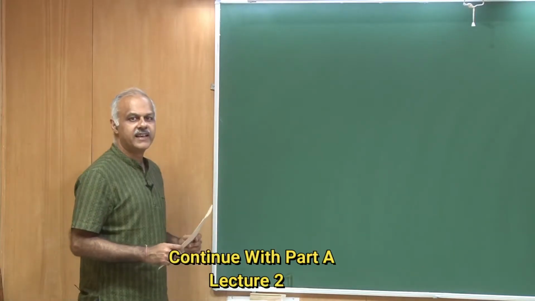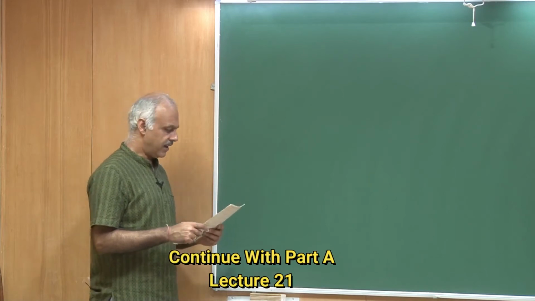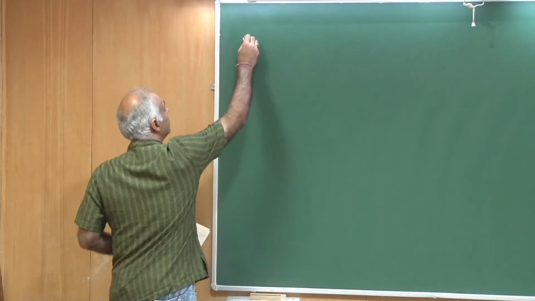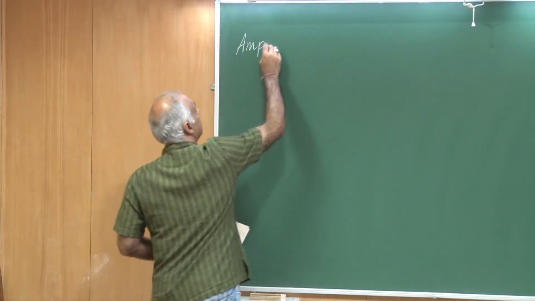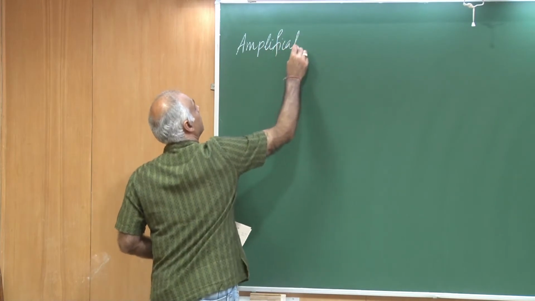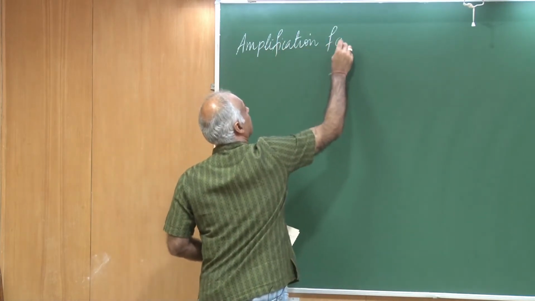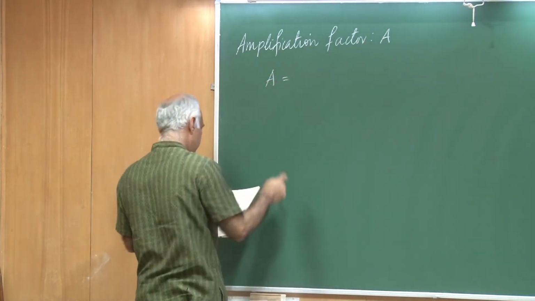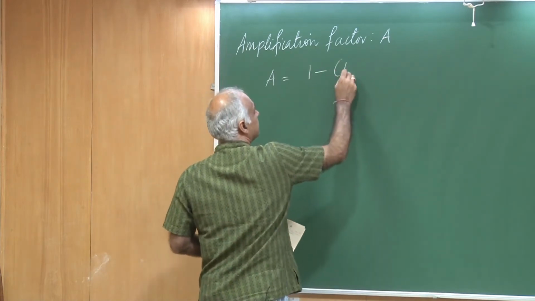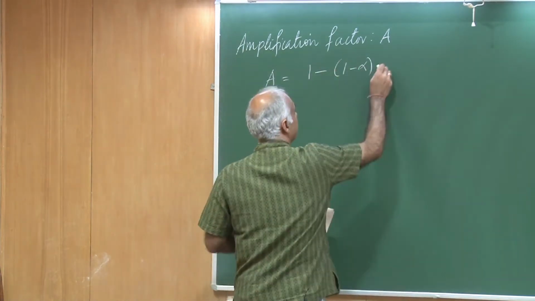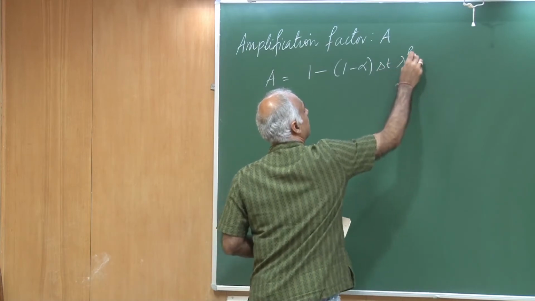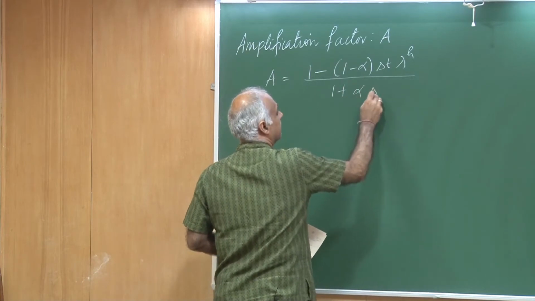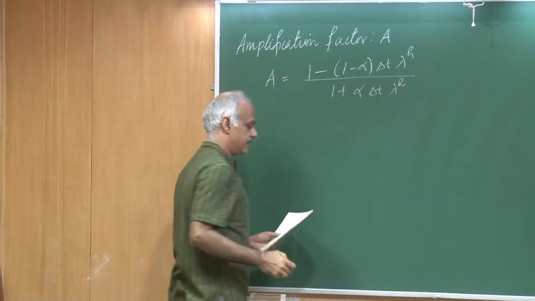All right, so we will now analyze the amplification factor for different values of alpha, lambda and delta t. So, let me rewrite for you the amplification factor, which we have called A. So, A is given as 1 minus alpha delta t times lambda h divided by 1 plus alpha delta t lambda h.